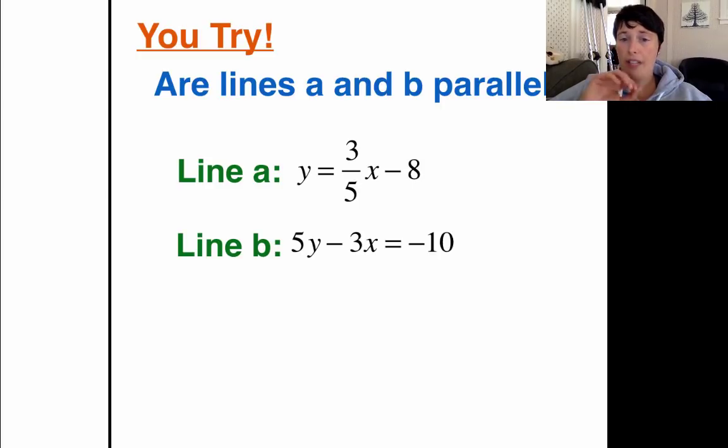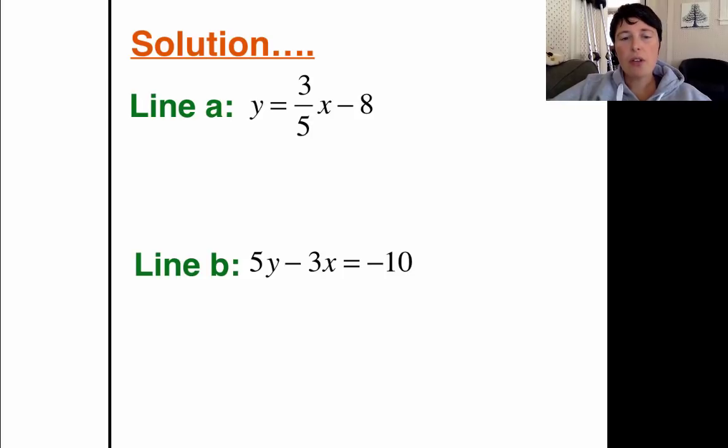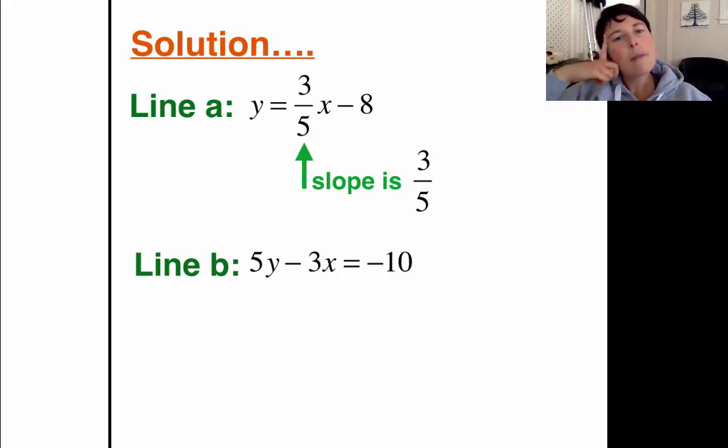Okay, so you're hopefully unpausing the video, and we're going to see if these lines are parallel. So for line A, the first line, I'm looking at the slope and thinking in my head it's 3/5. I see the y equals mx plus b, I see the m, I see the 3/5 slope. So I know on the graph, if I go to graph it, it goes up 3/5. Now maybe you already graphed it when you paused the video.